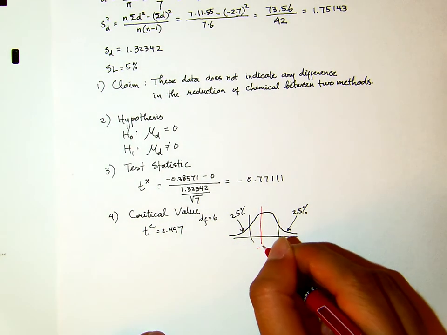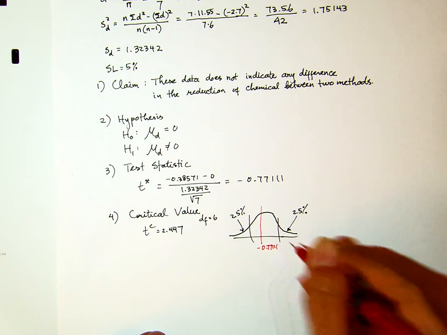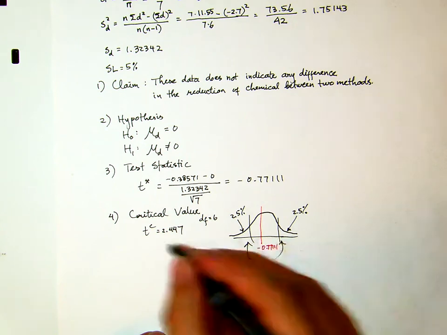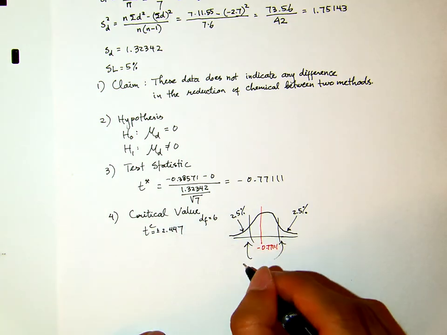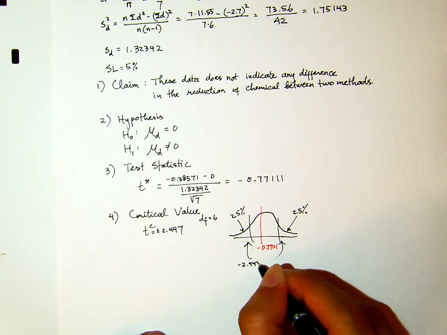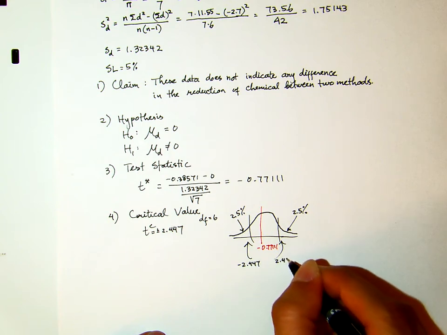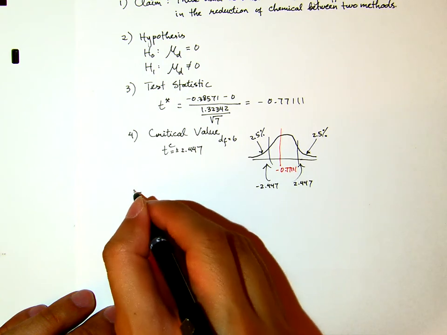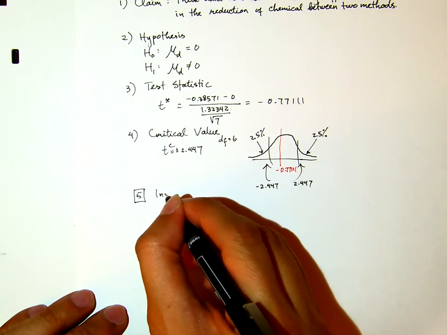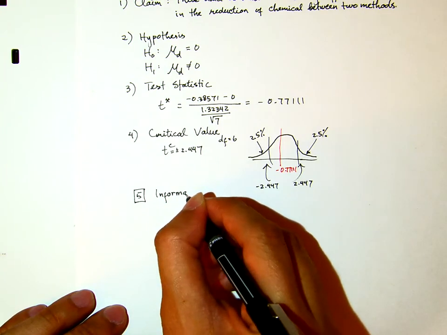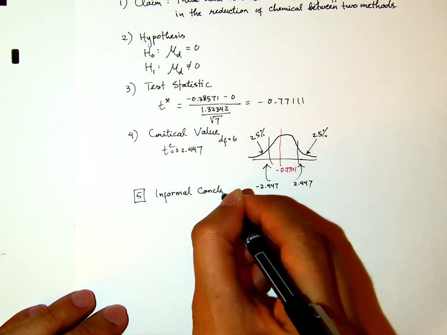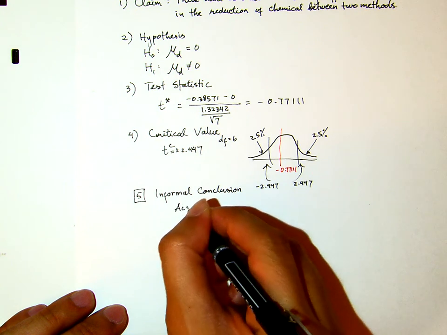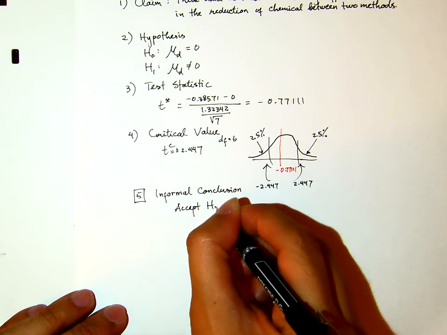So this is negative 0.77111, while the T critical will be plus or minus 2.447: this one is negative 2.447 and this one is 2.447. Here we see that our informal conclusion is to accept the null hypothesis.